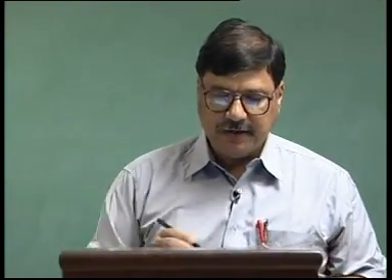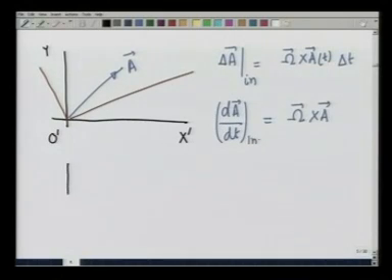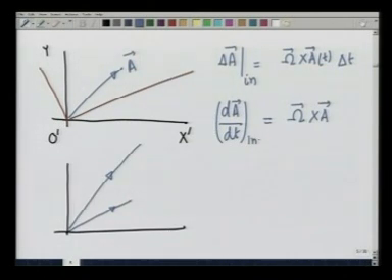What if A was changing in the rotating frame also? Let us consider that situation. If A was changing in the rotating frame also, so at time t it would be something like this, and after time delta t it will be something like this. Let me make the rotating frame. This is the way the rotating frame was at time t, and after time delta t, let us say the rotating frame is like this.